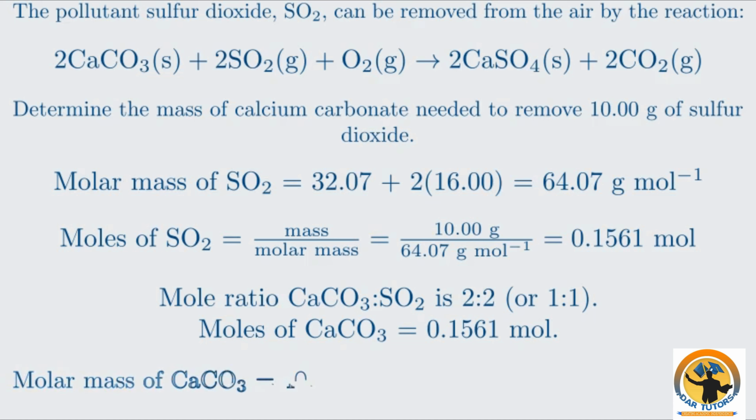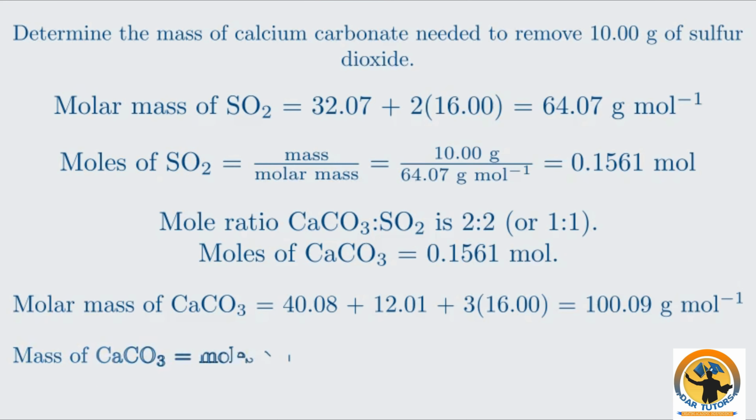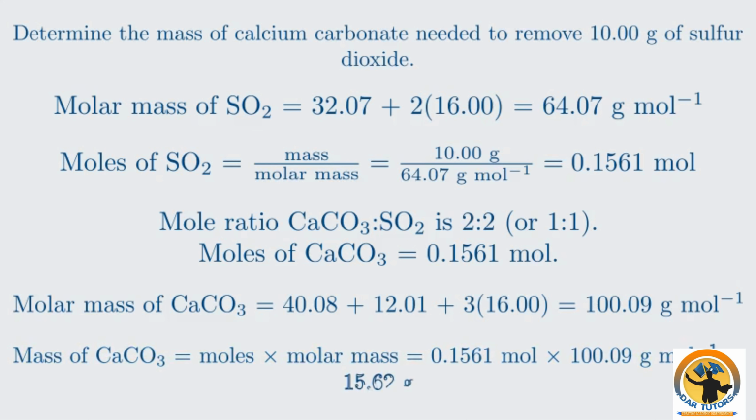The molar mass of CaCO3 is 40.08 for calcium, 12.01 for carbon, and 3 times 16.00 for oxygen, totaling 100.09 g/mol. We multiply the moles of CaCO3 by its molar mass to get our final answer, 15.62 grams. So, 15.62 grams of calcium carbonate are required to remove 10 grams of sulfur dioxide.